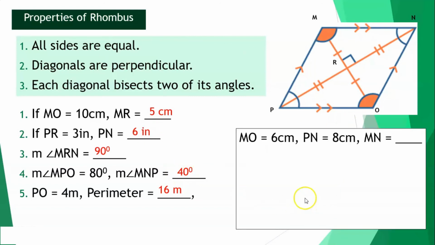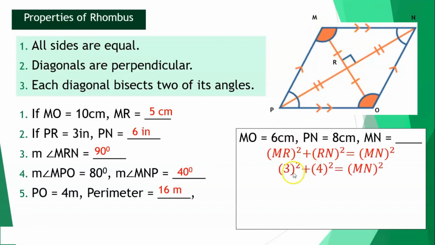Okay, another. Now, if M to O is 6 cm and P to N is 8 cm, how long would MN be? So take note here, we can make use of a right triangle. So that would be MR squared plus RN squared is equal to MN squared. So substituting, if MO is 6, MR would be 3. And if P to N is 8, therefore R to N is 4.